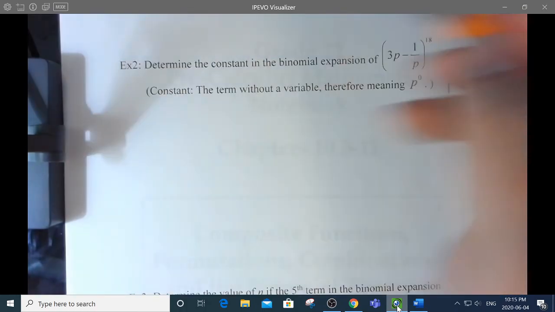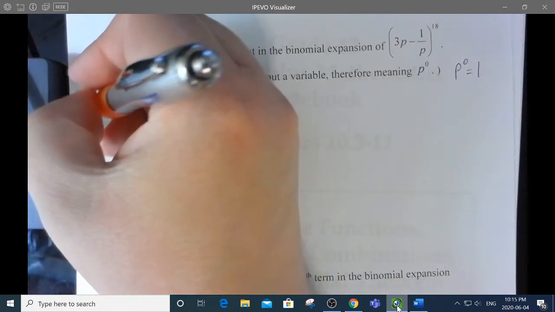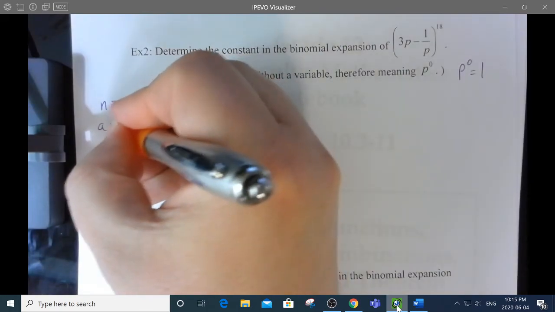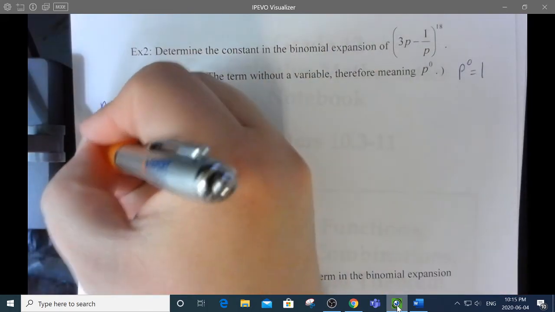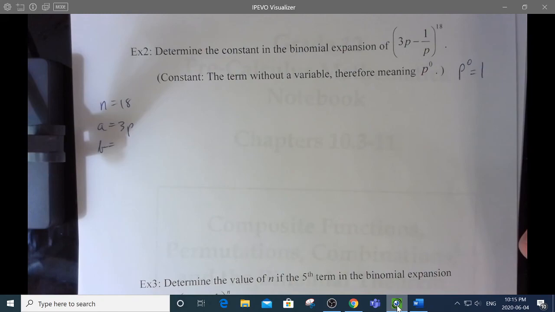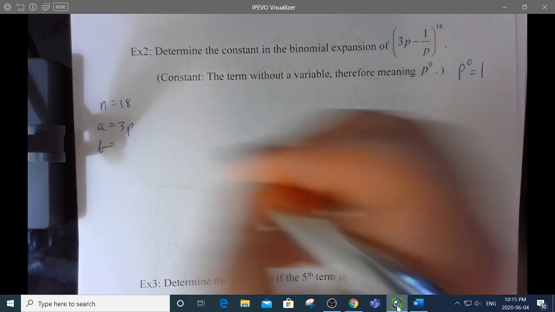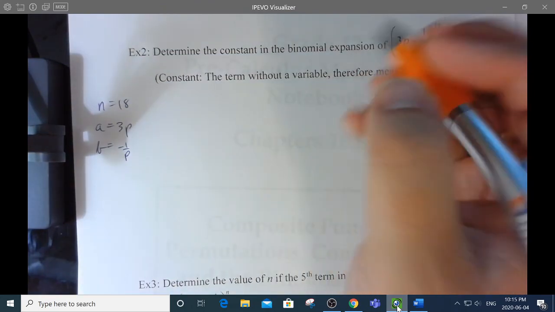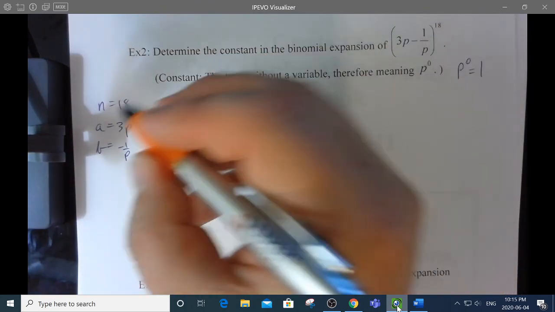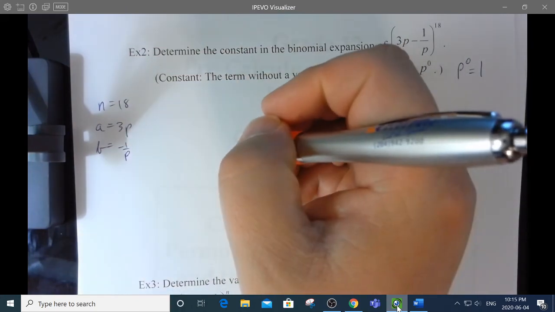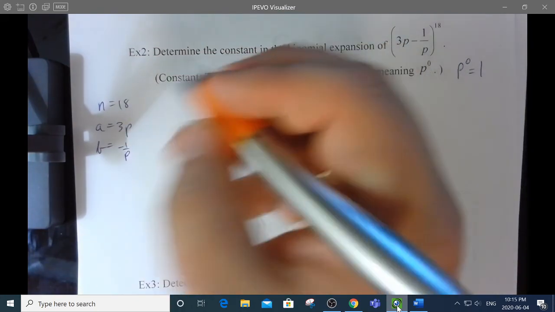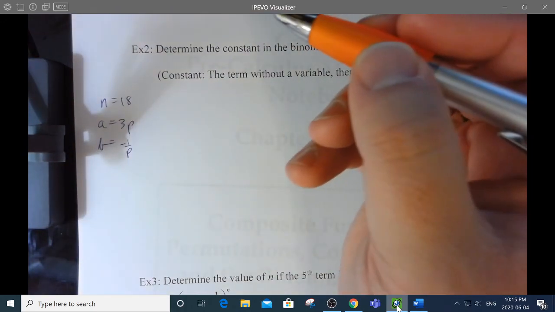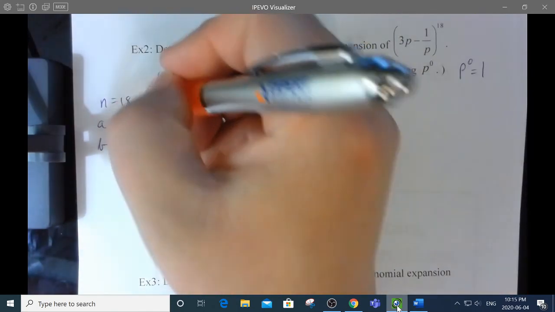I also know, let's gather our information here. I know that n is 18. I know that a is 3p. I know that b, can you guess what it is? I'll give you a sec to guess. Correct. It's negative 1 over p. And now, notice again that I don't really care about coefficients when I'm just figuring out what term it is. So for my purposes of figuring out which number it is, to find k, right?